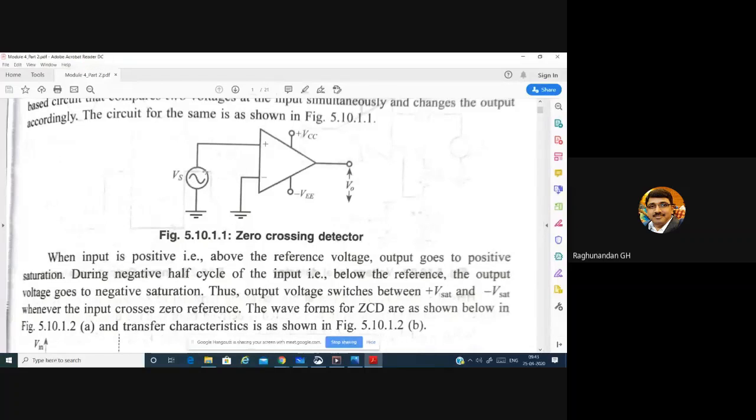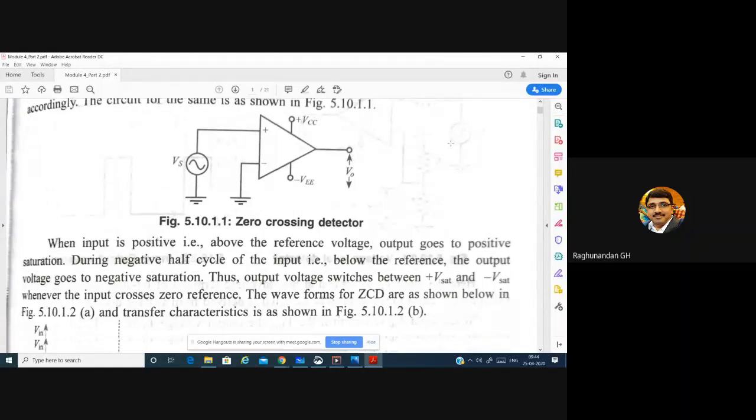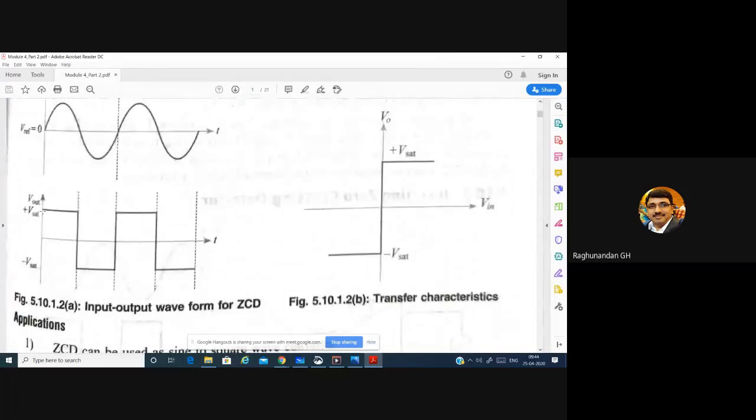Whenever the positive terminal is given the positive signal, that is the positive half cycle, the non-inverting terminal will be at a higher potential compared to the inverting terminal. During that time, the output goes to positive saturation, which means plus VCC or plus VSAT. So as long as you have positive voltage, the output stays at plus VSAT.